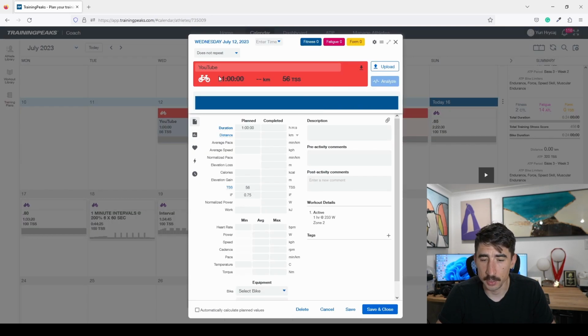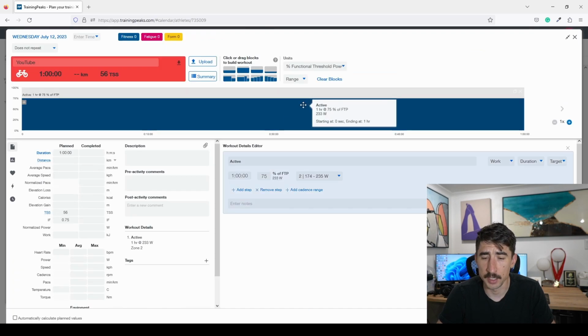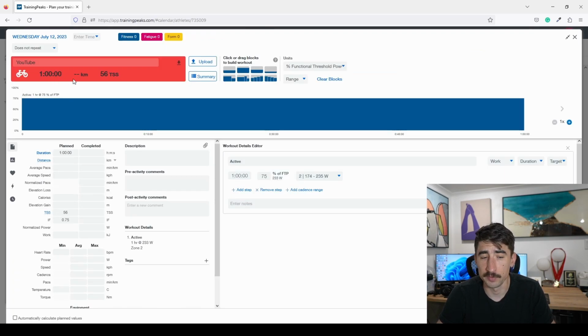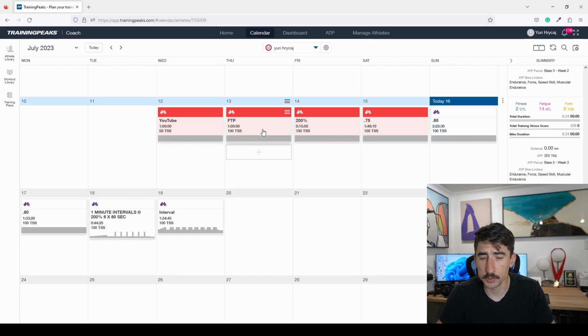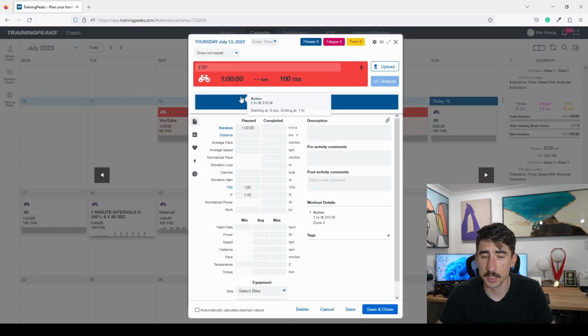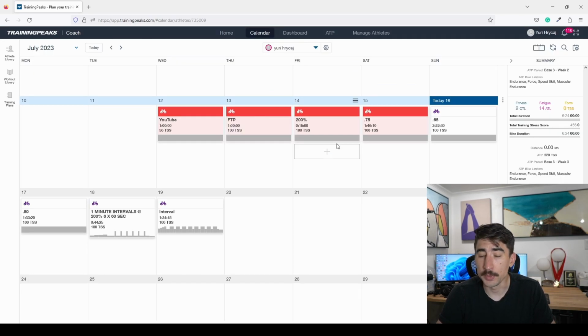In this explanation here, this was our first effort that we did. So we're riding at 75% of our FTP for 1 hour for 56 points. We also talked about how riding at 100% of FTP for 1 hour will score you 100 TSS points. What we didn't talk about though is you can do a plethora of different rides and still score 100 points.